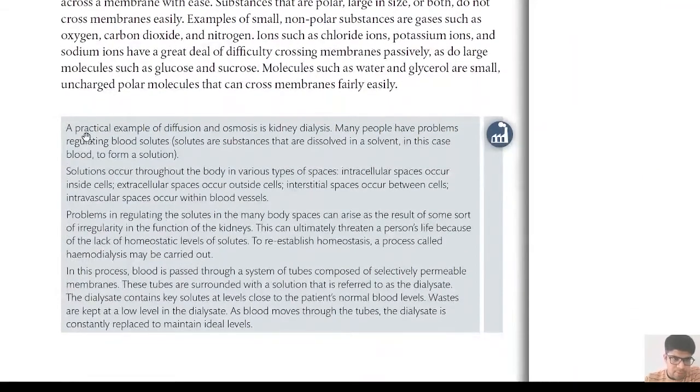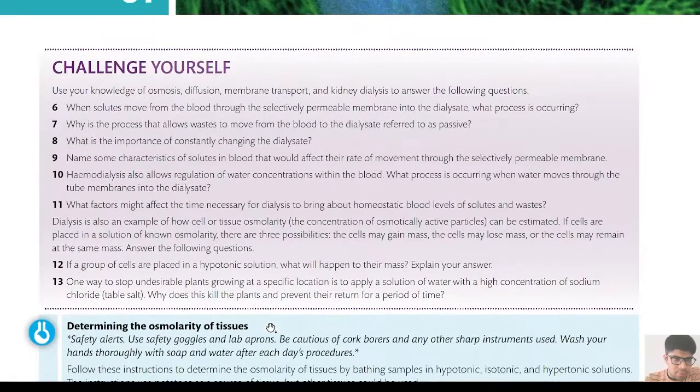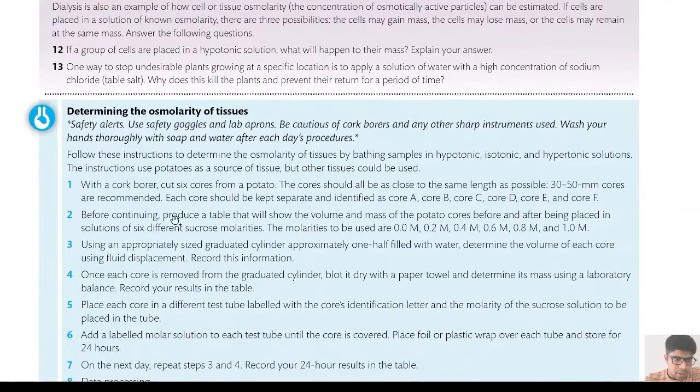So here is a practical example that you can read about: kidney dialysis. Suppose a person's kidneys, both kidneys, are damaged, and so he is put on dialysis. He is not able to move properly, and he can't do anything. So this is very interesting. You can read it and challenge yourself with these. Here is an experiment.